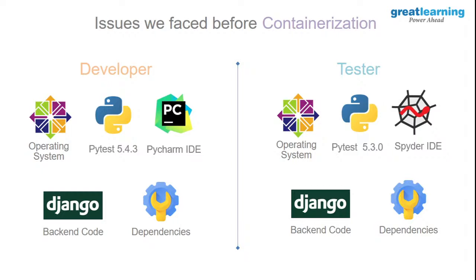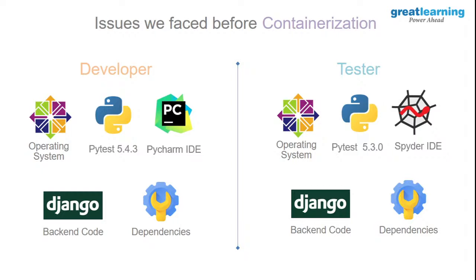Now the tester has a similar environment. The difference here is that he's using an older version of PyTest and a different IDE. Generally, using a different IDE doesn't make a lot of difference, but here we see that the PyTest versions are different. Now this can be a problem. This is just for example's sake. I'm not saying that there's a proper differentiation between PyTest 5.4.3 and 5.3.0. It's just for you guys to understand.